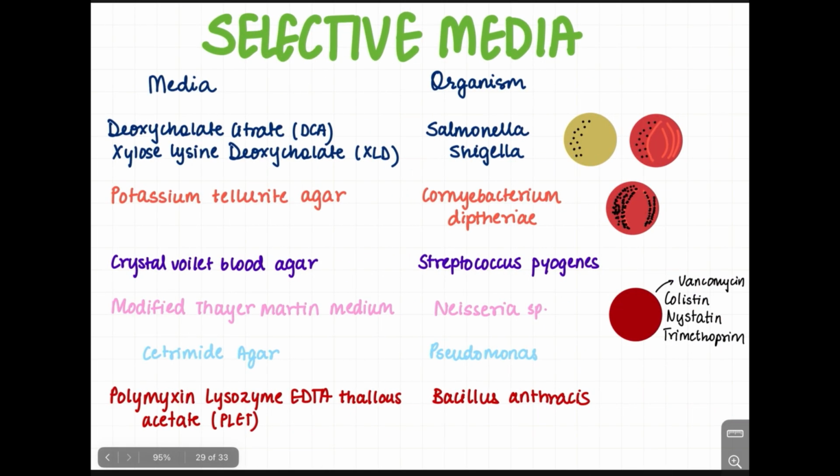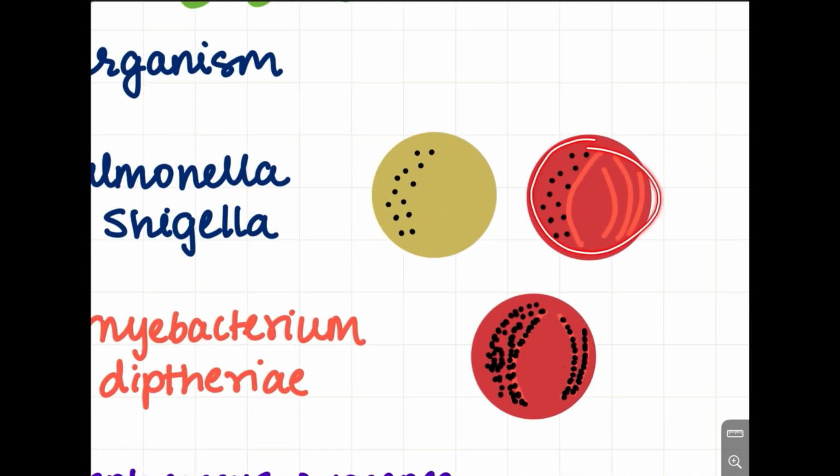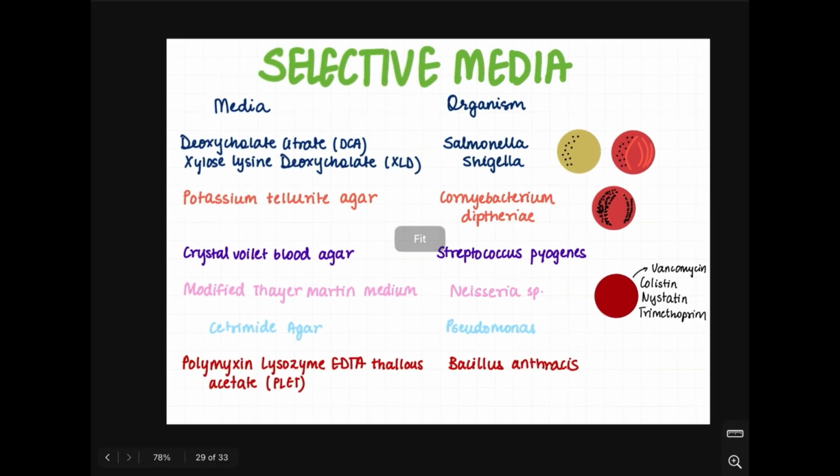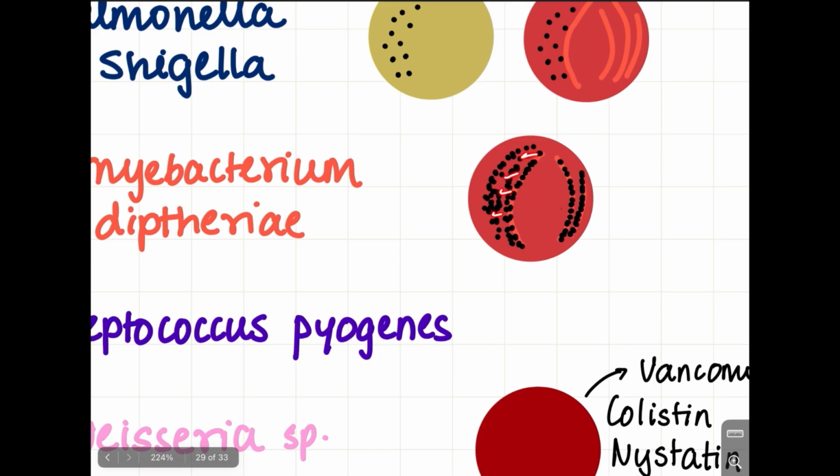Now there are some other media that are specific for some organisms. So let's learn them. There is DCA, that is deoxycholate citrate agar, and XLD, that is xylose lysine deoxycholate. It is specifically used for Salmonella and Shigella, and it gives us pale colonies with black center and red colonies with black center. The second one is potassium tellurite agar. It is used for Corynebacterium diphtheriae. It gives small black or brown colonies.